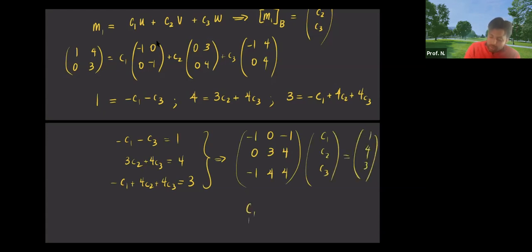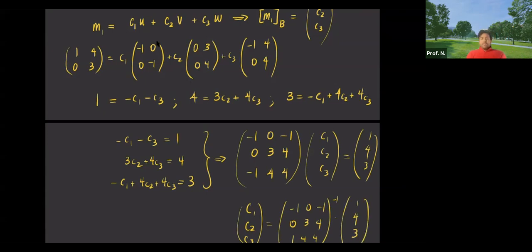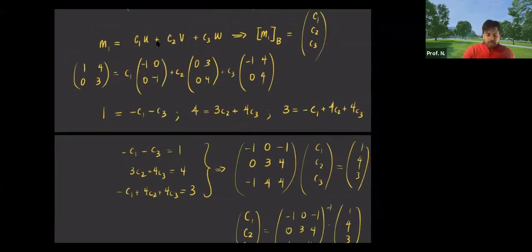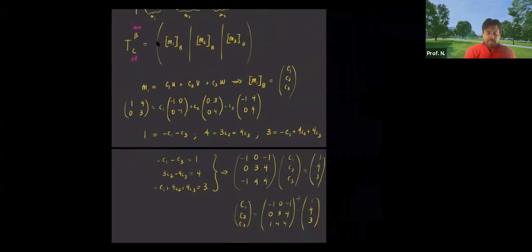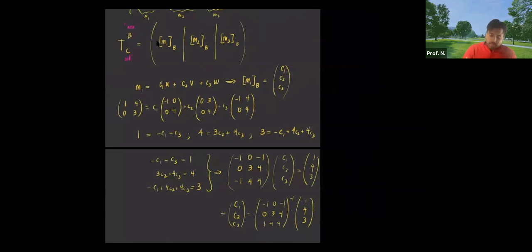So C1, C2, C3 is equal to the inverse of negative 1, 0, negative 1, 0, 3, 4, negative 1, 4, 4, multiplied by 1, 4, 3. And if you do that, that will give you the first column of your transition matrix. So this equals the first column.